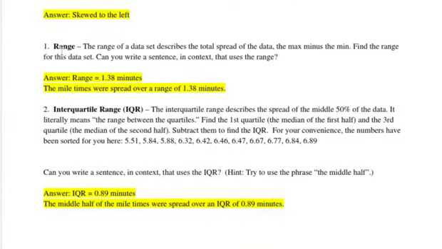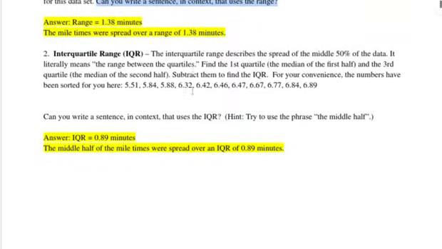So the first measure of variability that you'll calculate is the range. And so for this data set, you should still carry this out, but you'll get 1.38 minutes. It's the largest value minus the smallest value. And more important than the number itself is the interpretation, because the directions say, can you write a sentence that uses the range? So describing variability using the range, you would say something like this, that the mile times were spread over a range of 1.38 minutes. So notice I used the word range in my sentence, and I linked it to being a measure of spread or a measure of variability. And I cited the specific number that it was associated with it.